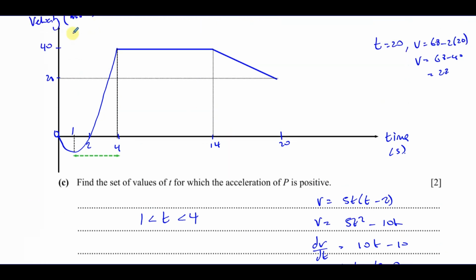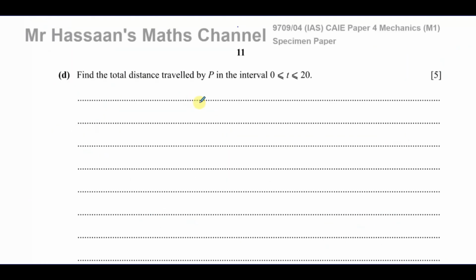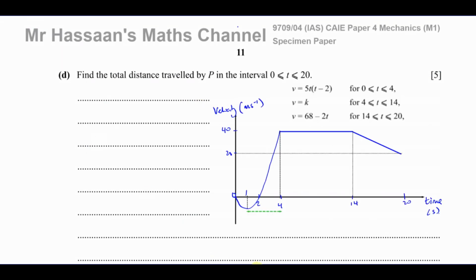Now for part D, it says find the total distance traveled by p in this interval. So now I'm going to bring the graph over. We have to find the total distance traveled by p in the interval from 0 to 20, for this whole interval. So we know that the distance is like the area under the curve. It's the area under the velocity time curve.